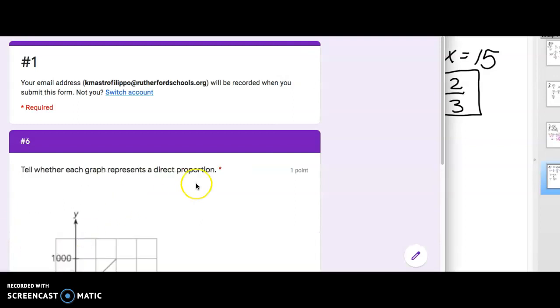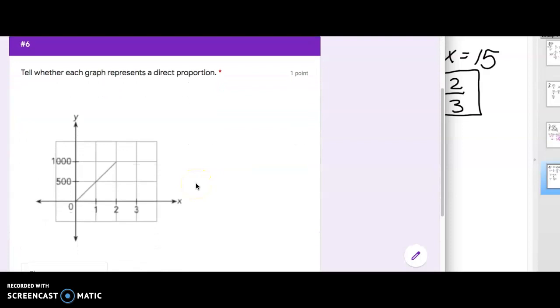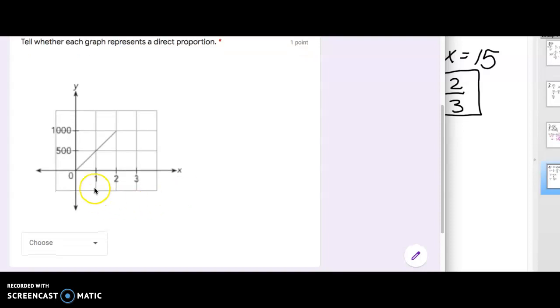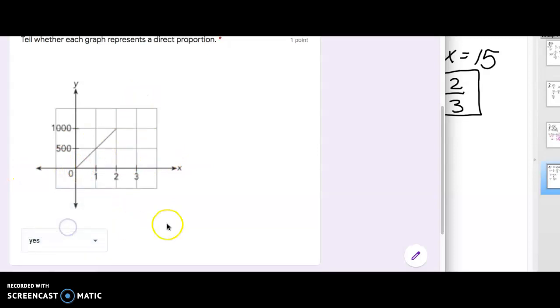Next. All right, tell whether the graph represents a direct proportion. Let's remind ourselves what graphs need to have to be a direct proportion. They need to be a straight line, which this is. They need to pass through the origin. Here's our origin, it hits the origin, that's good. And it can't lie on top of the x or y axis. So the line isn't on top of y and it isn't on top of x. We have a nice diagonal line. So yes, this is a direct proportion graph.